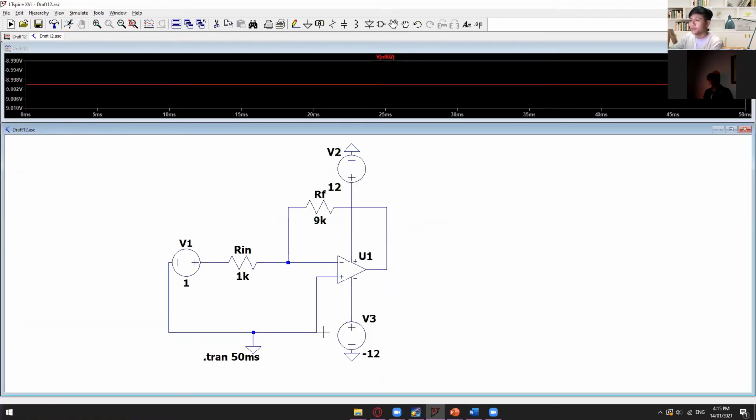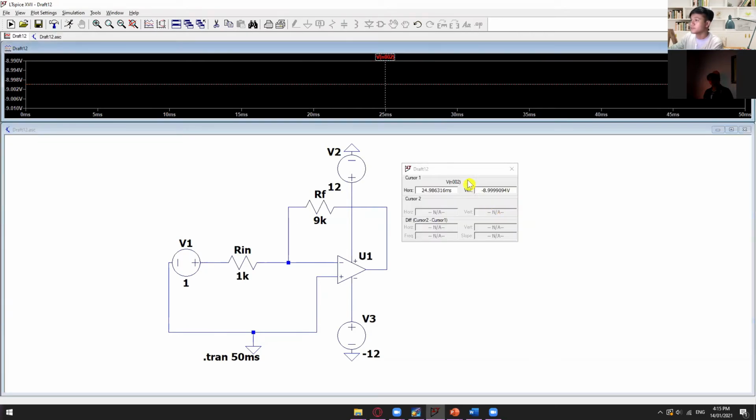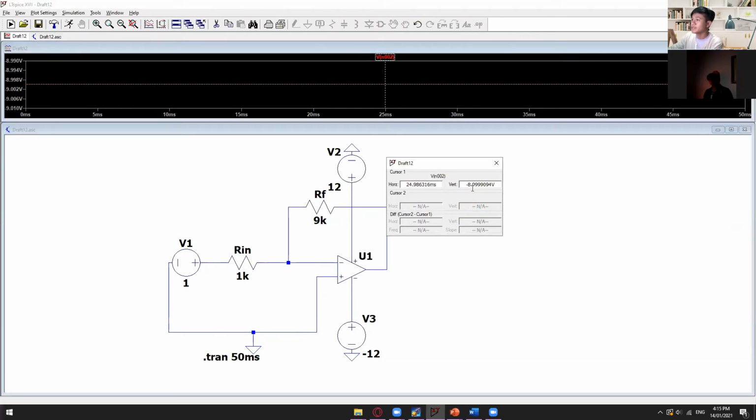There you go. So beware of the signs of the voltage source: this one should be positive and this one negative. So we have negative 8.99, or 9.999. Like earlier, it's not exactly 10; what we got is 9.999.